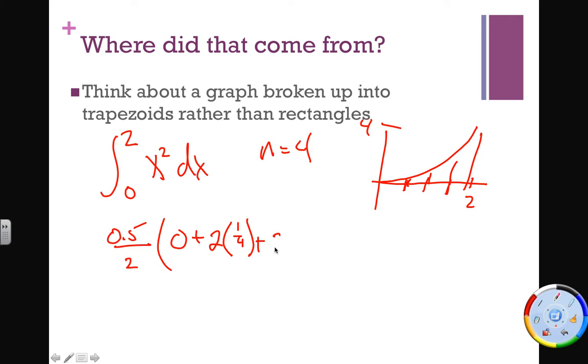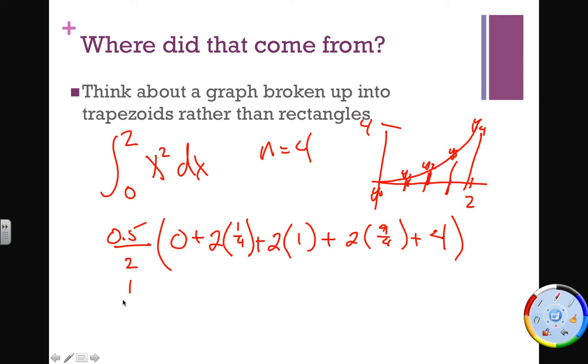Plus 2 times y sub 2 in this case, which is the next one. So this is, by the way, y sub 0, y sub 1, y sub 2, y sub 3, and y sub 4. So we keep going like this. This is a 1, so it's going to come out 1 squared is 1, plus 2 times, that's 3 halves, so it becomes 9/4, plus a 4. So you remember the beginning and the end doesn't have the 2 on it.